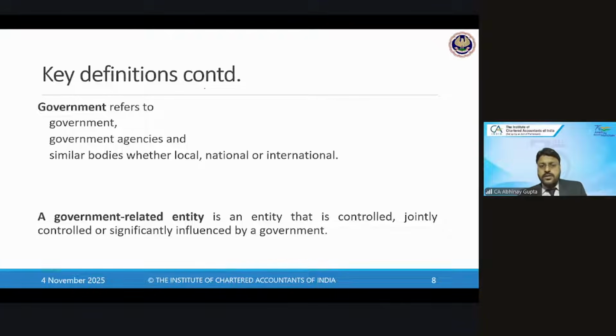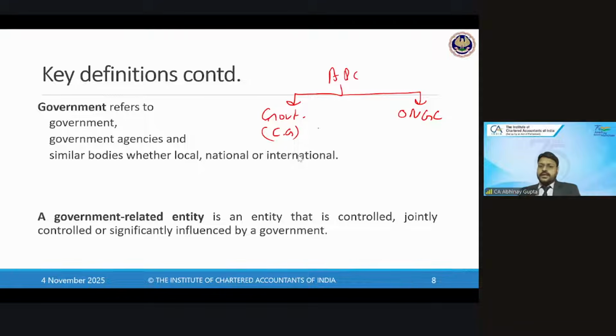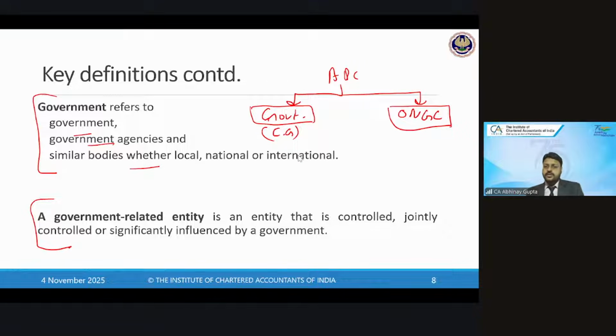So what I was talking about: suppose there is a company ABC Limited, and it is doing a transaction with the state government or central government, and it is also doing a transaction with a government owned company, for example ONGC. The standard covers both through a special lens. That's why the standard defines both what government means and what a government related entity means.